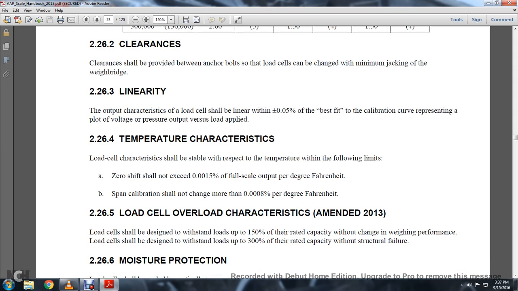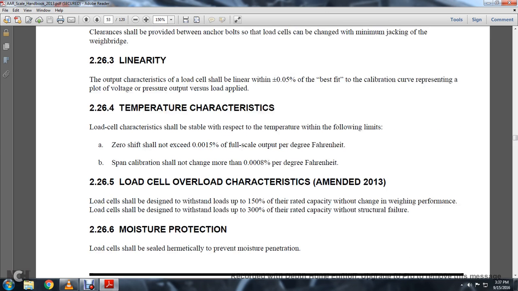226.4, the temperature characteristic. The load cell characteristic shall be able to respond to temperature within the following limits. Zero shift will not exceed 0.5 percent of full scale output, 15 thousandths of an inch per degree Fahrenheit. Span calibration should not change by more than 8 ten-thousandths of an inch per degree Fahrenheit.